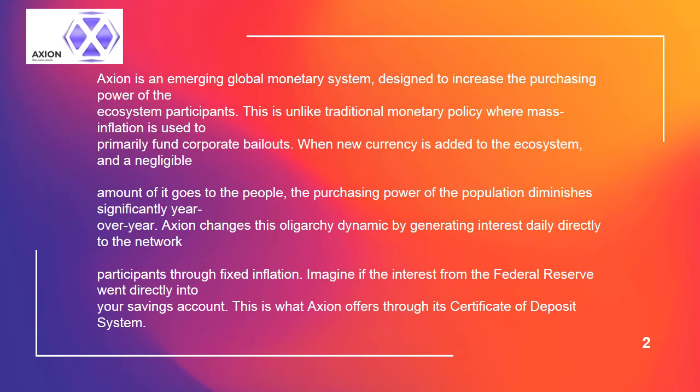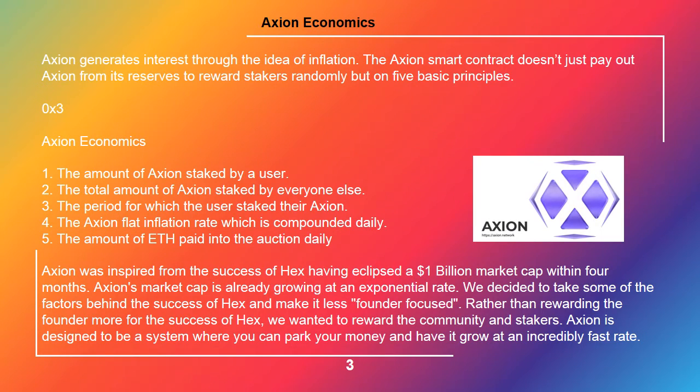Axion changes this oligarchy dynamic by generating interest daily directly to the network participants through fixed inflation. Imagine if the interest from the Federal Reserve went directly into your savings account. This is what Axion offers through its certificate of deposit system. Axion economics. Axion generates interest through the idea of inflation.